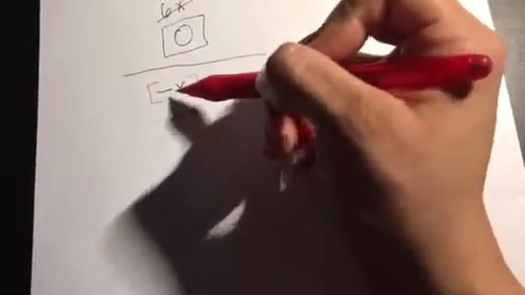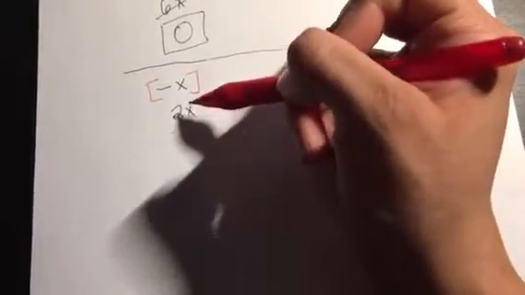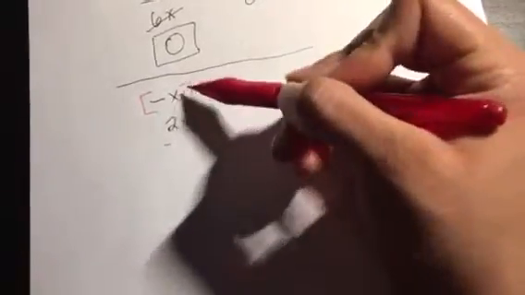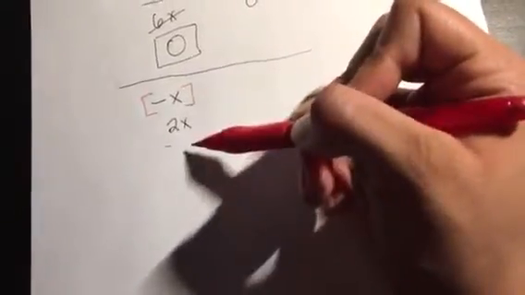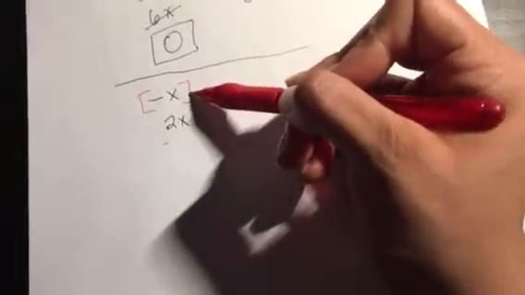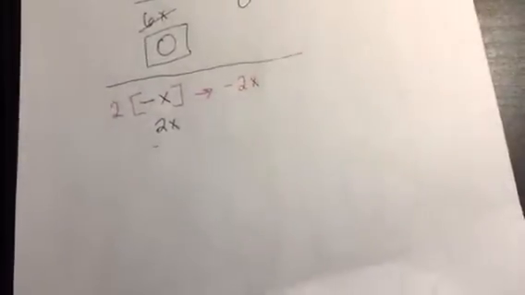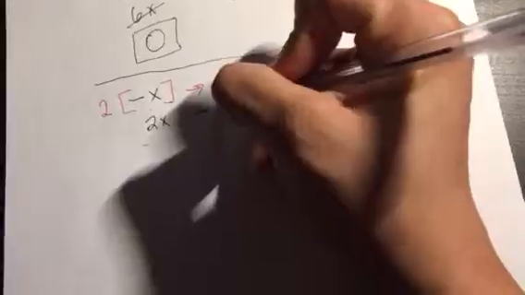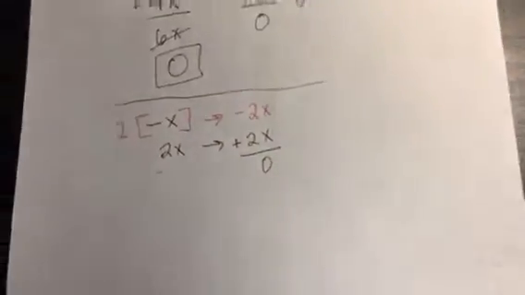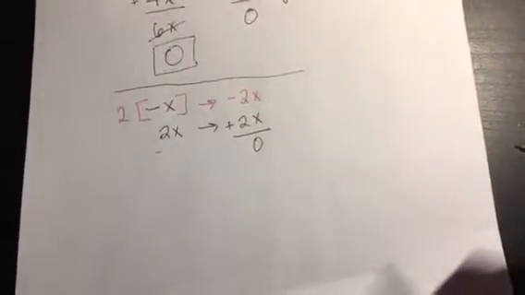So if I multiply -x, what do I need it to be, first of all? This is 2x. What does that have to be in order for it to be 0? You know that this has to be -2x. So I'm going to go ahead and multiply this by 2, and let's see what happens. 2 times -x is -2x. And then this one down here stays as 2x. Let's see what happens when I add these up. I got 0. Do you see what I'm doing?